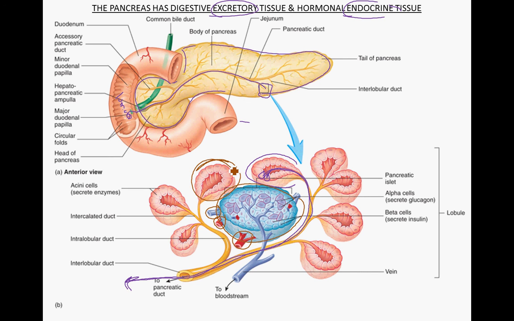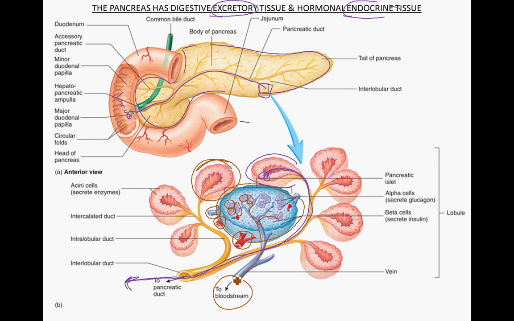So there's a blood supply here, and the cells in here are the endocrine cells that are going to be secreting hormones into the bloodstream. Right? These hormones get secreted into the bloodstream right there, and then they go all throughout the body.